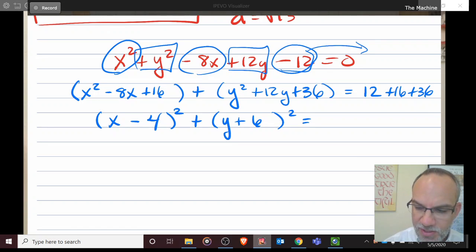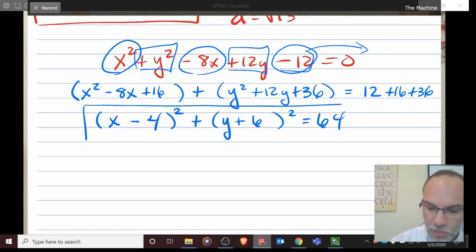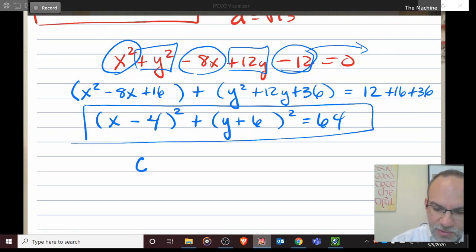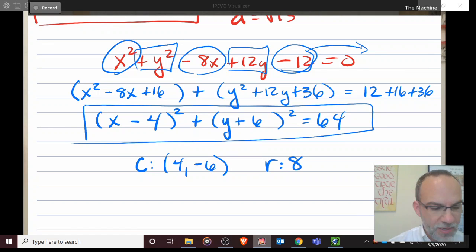12 and 16, 28. 28 plus 36, 64. How nice. Okay, good. So there it is in standard form. And if you wanted to, the center is going to be at 4, negative 6. And the radius is going to be the square root of 64, radius of 8. Okay?